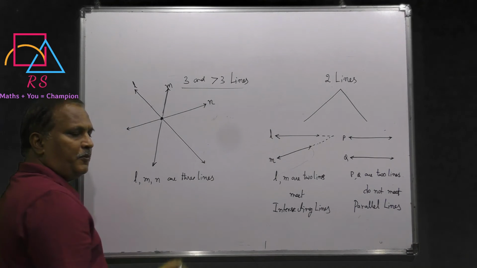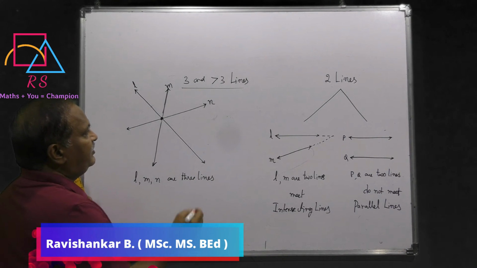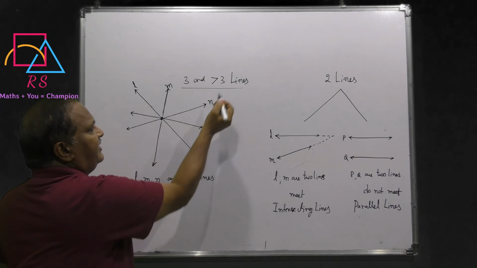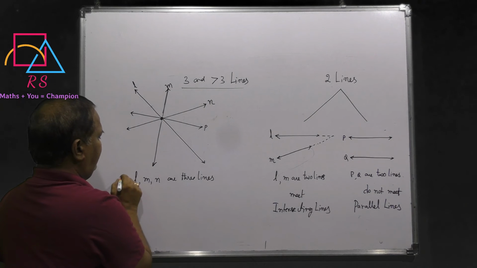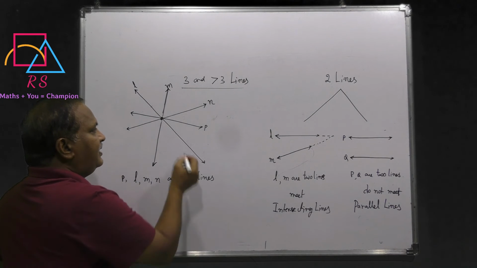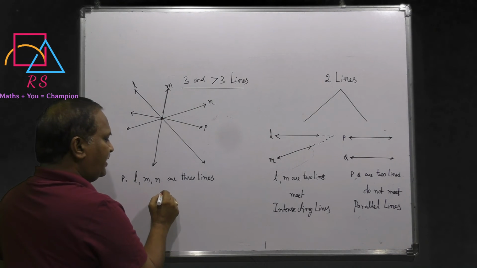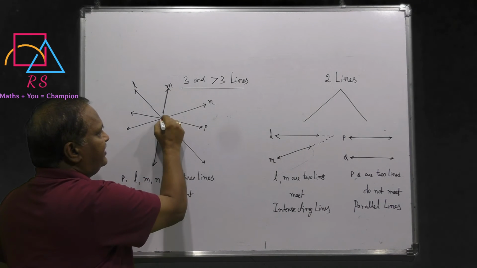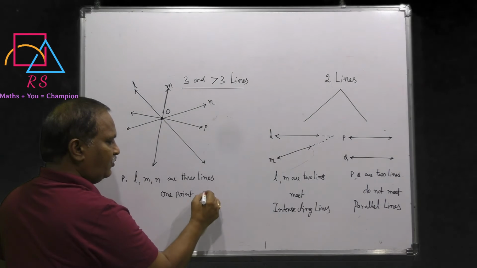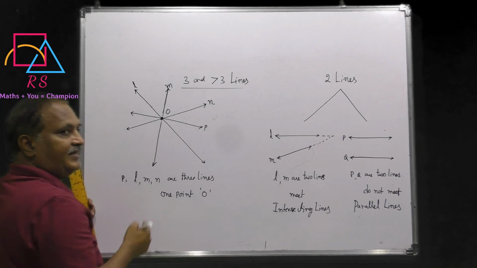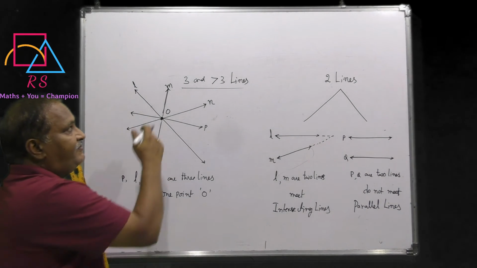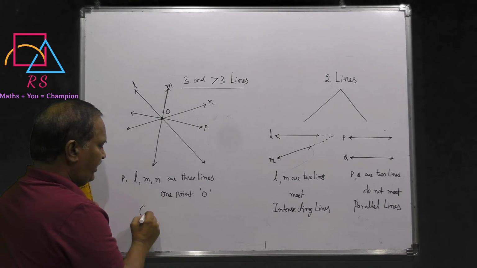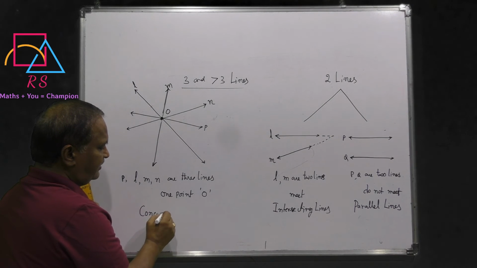You can draw more lines also. If you draw one more line, say this is one more line, I told you more than three lines. Let us say this is P. Now all these lines are passing through one point, that is O. In such cases, if three or more lines pass through the same point, we call them concurrent lines.